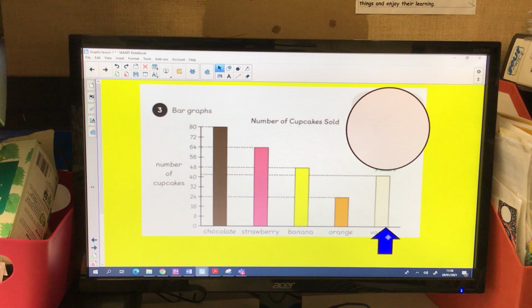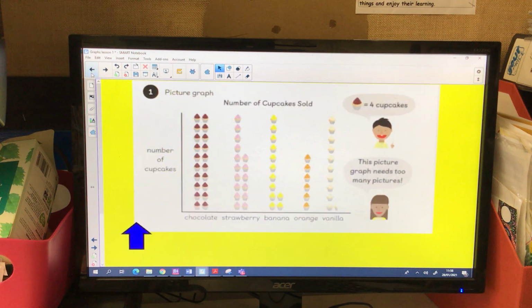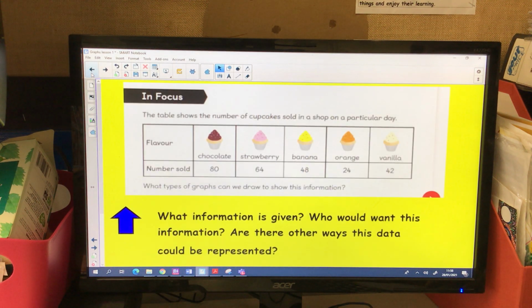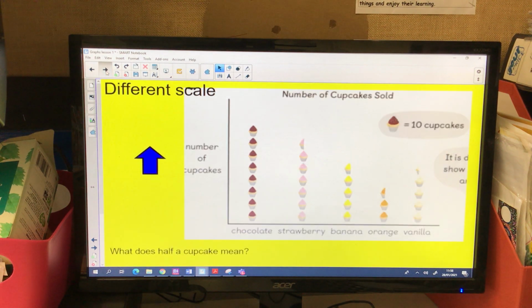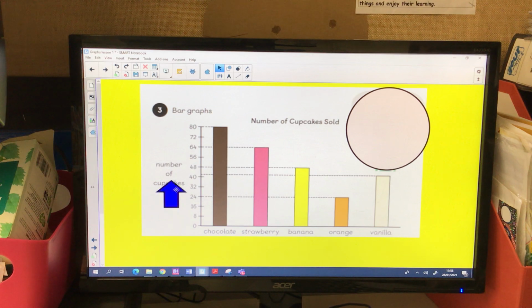However, if you look at the vanilla, the amount of vanilla is not in the 8 times table, but it's somewhere between 40 and 48. Looking at that, I think it's about 42. Let me just check. Yes, there's vanilla, 42. So that is represented there, children. You can see just above the 40. Yeah, 42. Okay.